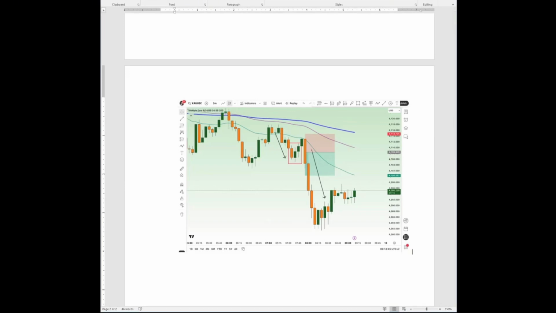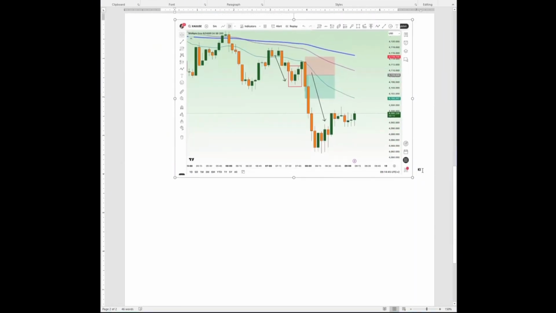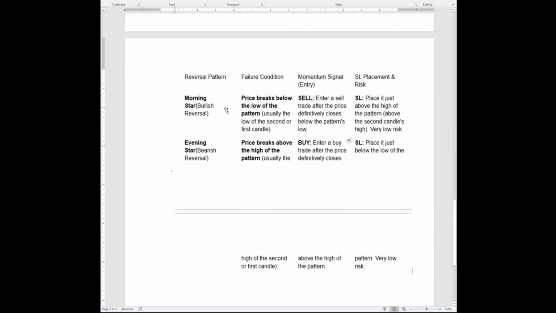Okay, so I will show you the theory first. Let me scroll to it. The theory of how we react, how we act in this case. This is the Morning Star, and this is the failure condition.